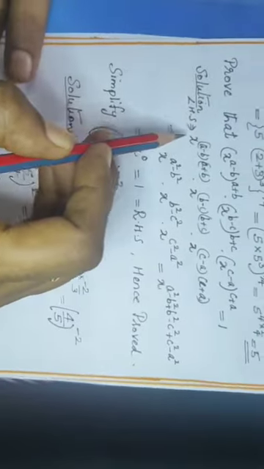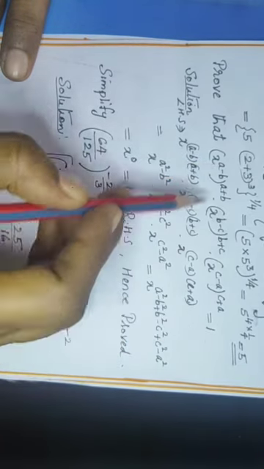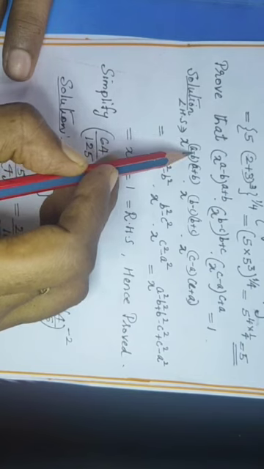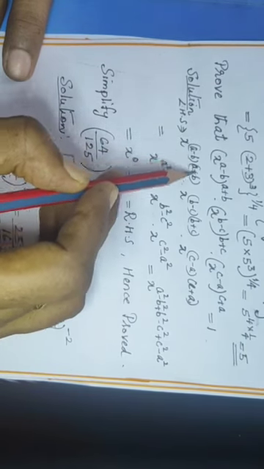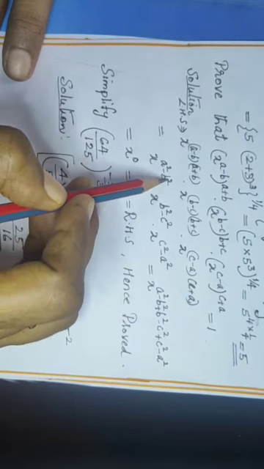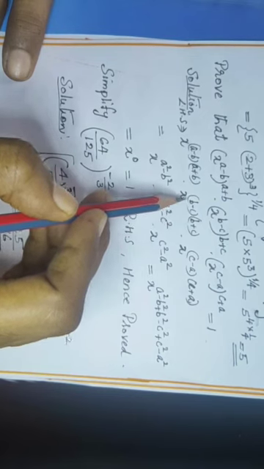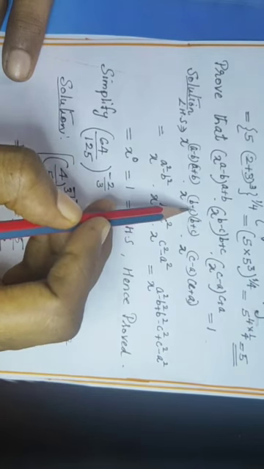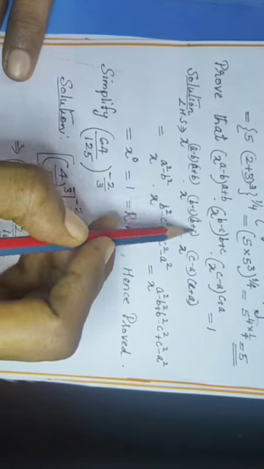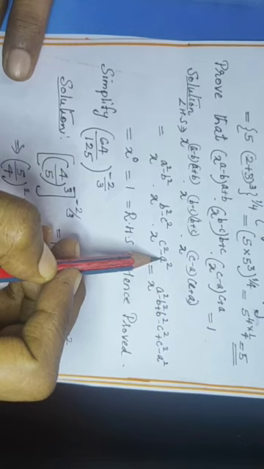Now see one more problem. Prove that this is equal to 1. Now just look here. This x to the power a minus b into a plus b. All of you know a minus b into a plus b is a square minus b square. Here also applying the same law actually. x raised to b minus c into b plus c, that is b square minus c square. Here same thing, c square minus a square.